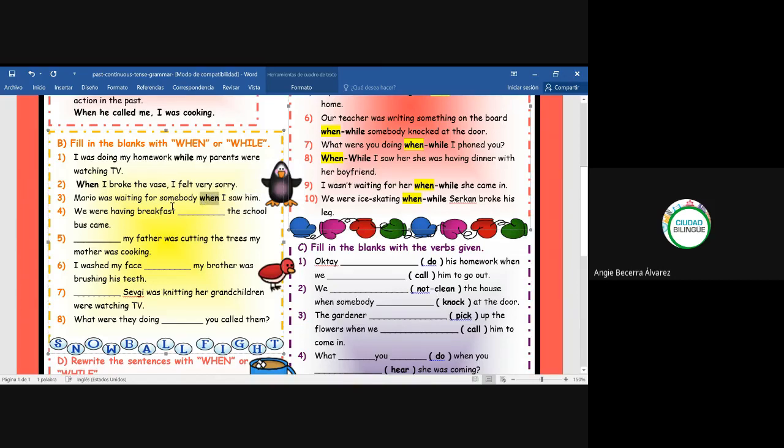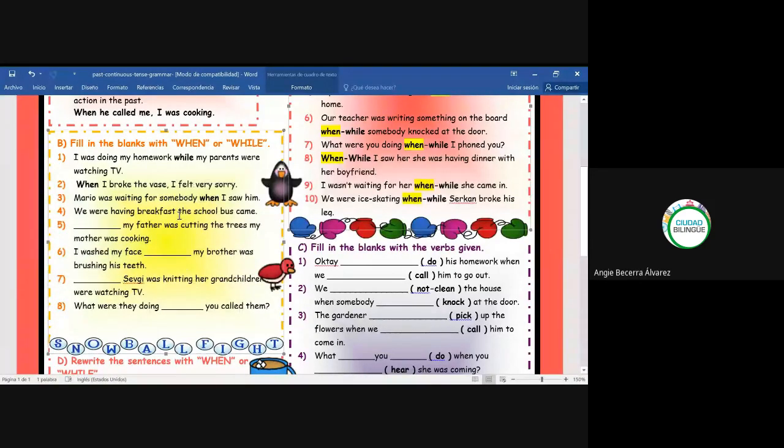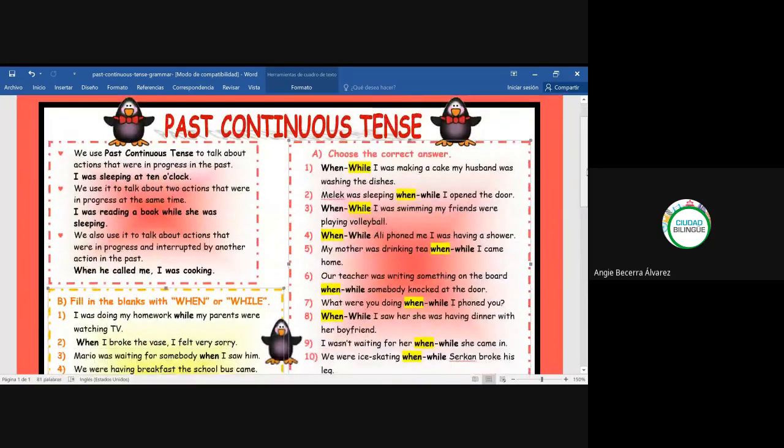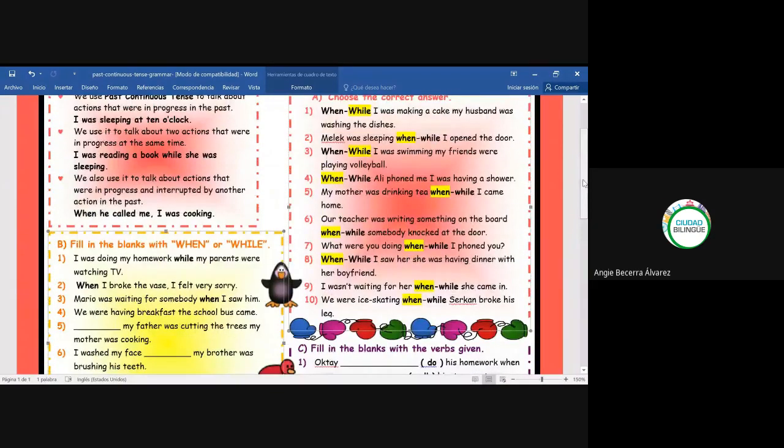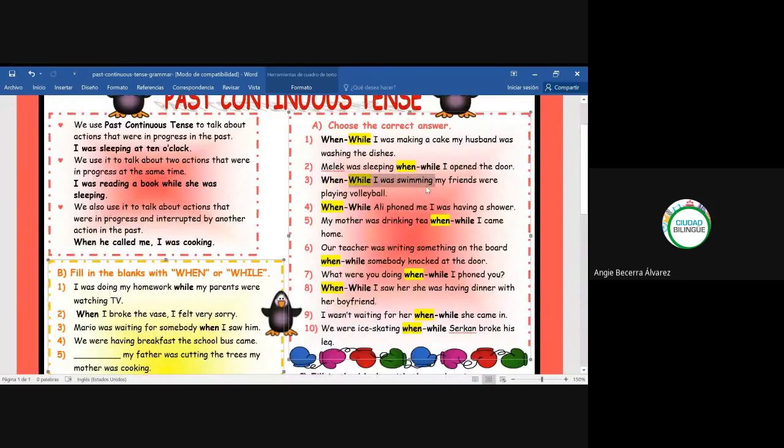Very good. Number four, Sus Lady. Te voy a explicar. Nosotros utilizamos when cuando hablamos de una interrupción, ¿ok? Y usualmente va acompañado el when del verbo en pasado simple, ¿ok? Y utilizamos while cuando hablamos de simultaneidad, es decir, de dos cosas que pasan al mismo tiempo, ¿ok? Entonces, el while casi siempre está acompañado por la oración con ing, en pasado continuo, como aquí. ¿Ok?